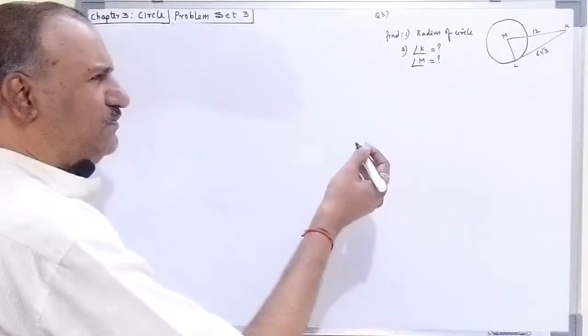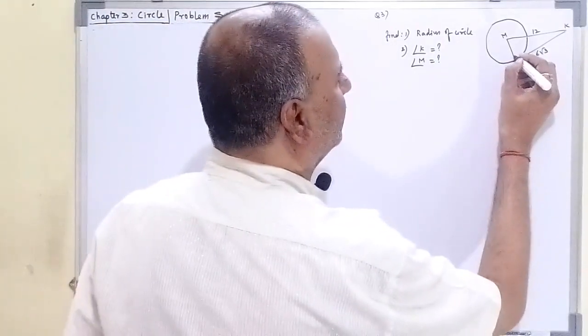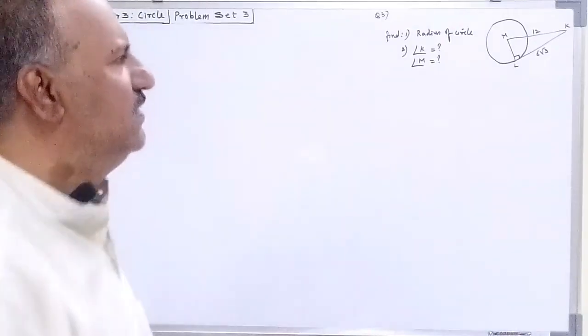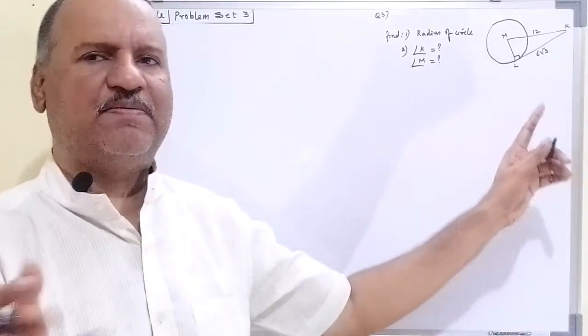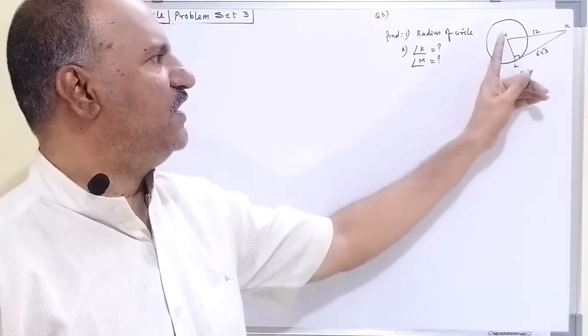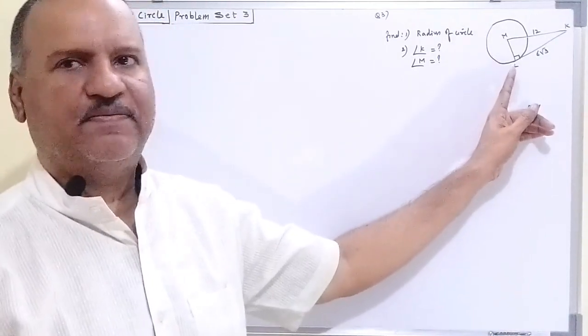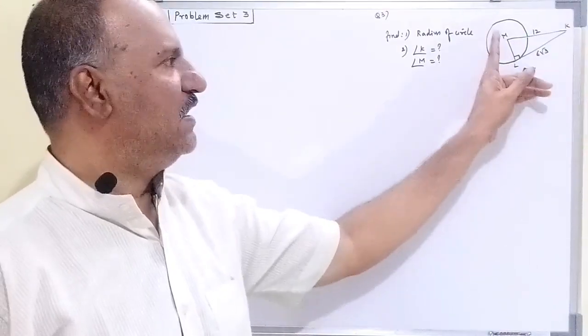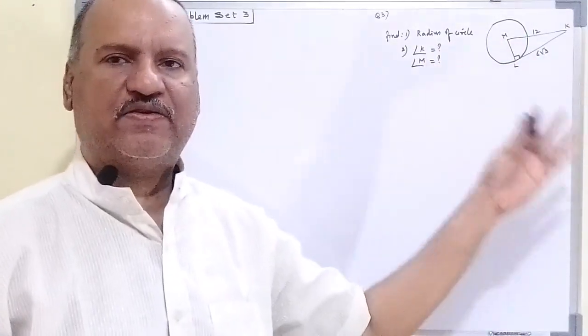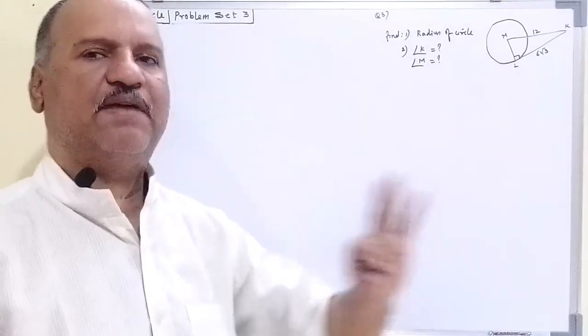See, it's simple. This is a tangent. Tangent segment KL is perpendicular to ML. Let me explain first, and then we will start. KL perpendicular to ML, tangent radius theorem. Therefore, in triangle MLK, angle MLK is 90. So use Pythagoras and get the value of ML. Which one do we do first?